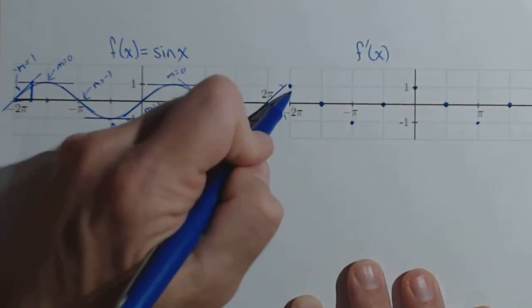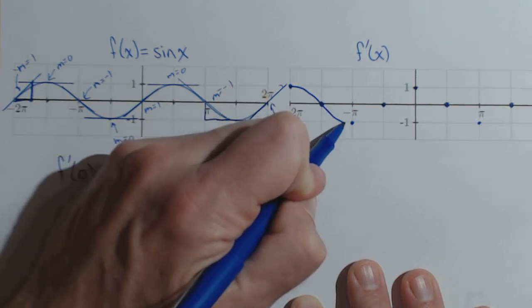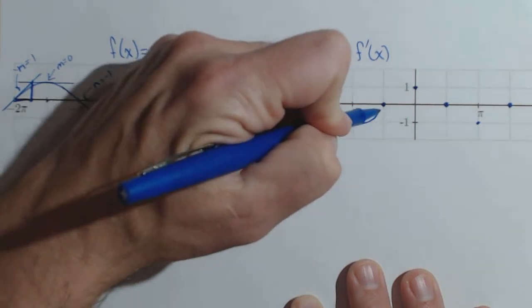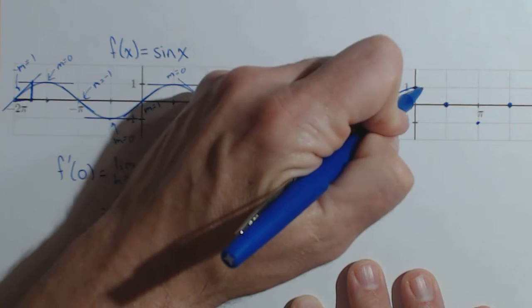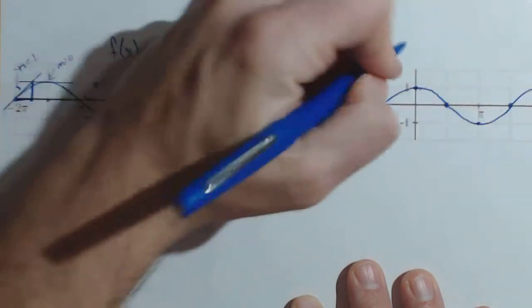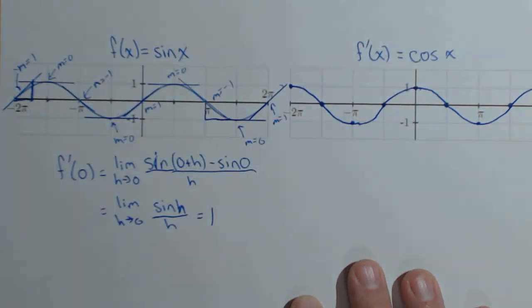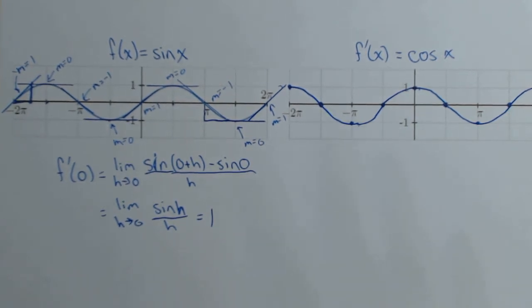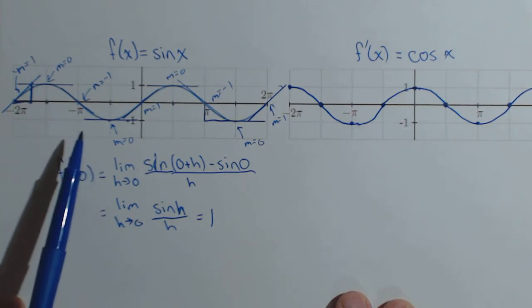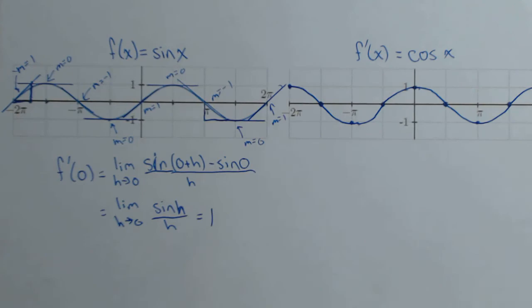And notice what graph we're going to have here. If we draw it with a nice smooth curve, we can see that we're going to get another wave function. And in fact, we are going to get cosine of x. It turns out the derivative of sine of x is cosine of x. While this is not a formal proof, it does use what we know about the function and the slope of the tangent line to show that the derivative of sine of x is cosine of x.